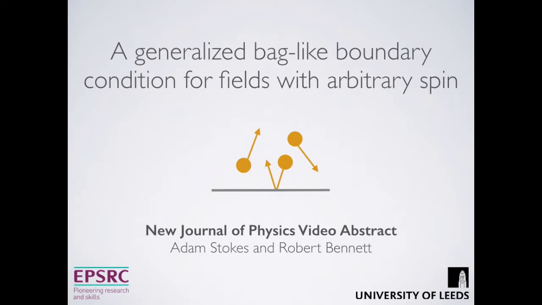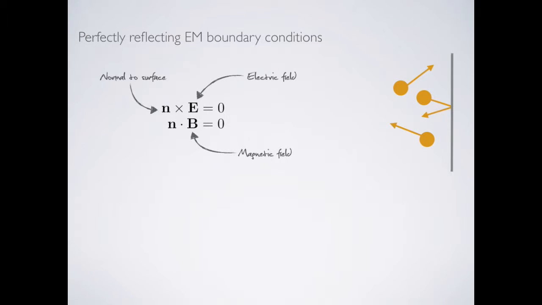This is the video abstract for the article "A Generalized Bag-like Boundary Condition for Fields with Arbitrary Spin" by Stokes and Robert Bennett. Boundary conditions for the electromagnetic field are routinely used in scattering problems. For a perfectly reflecting surface, the boundary conditions are that the tangential component of the electric field and the normal component of the magnetic field should vanish. This is a statement about the behavior of spin-1 bosons at an impenetrable barrier.